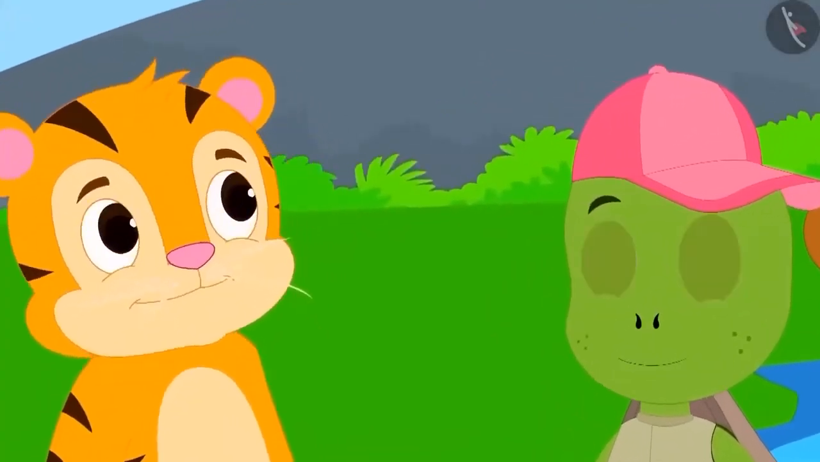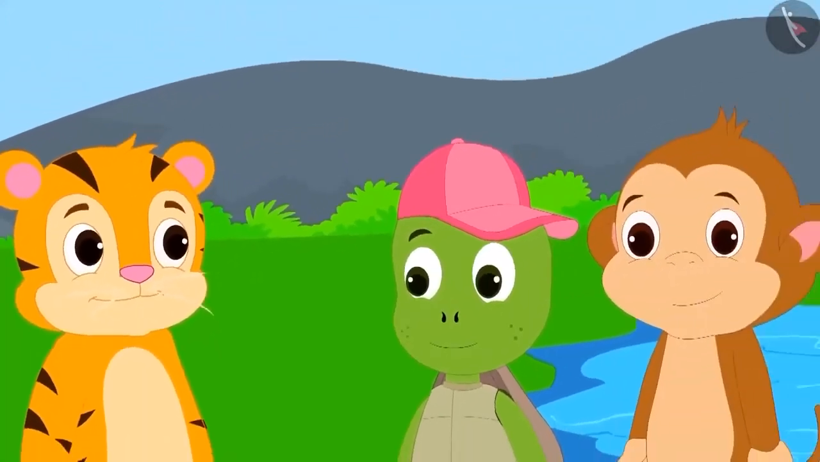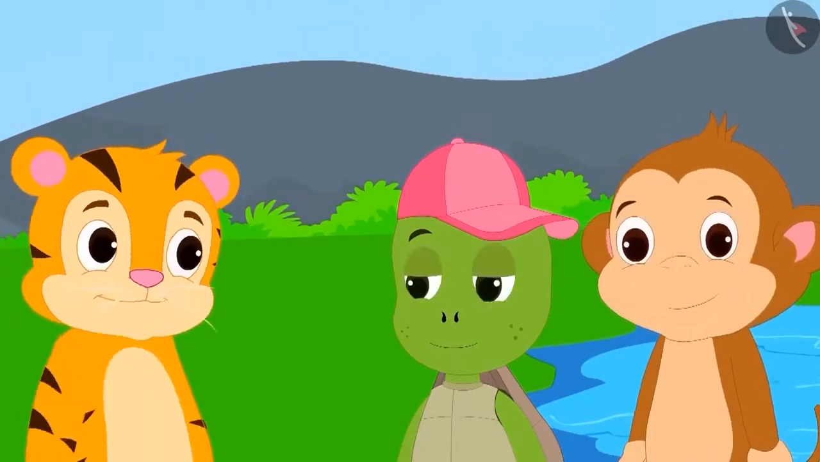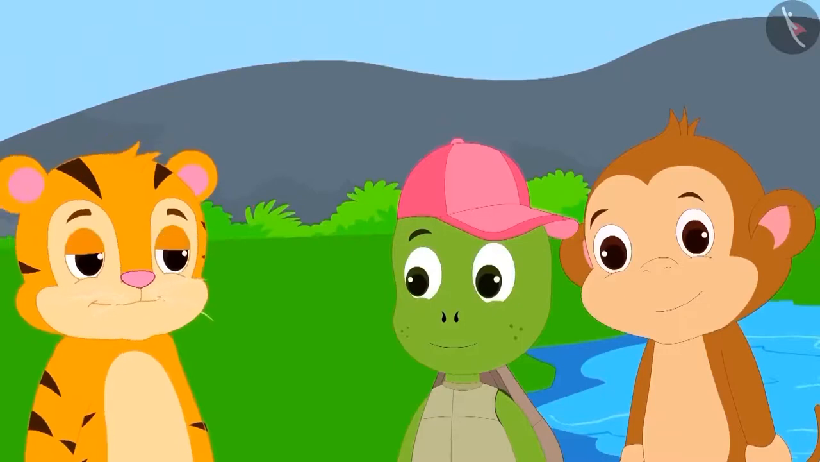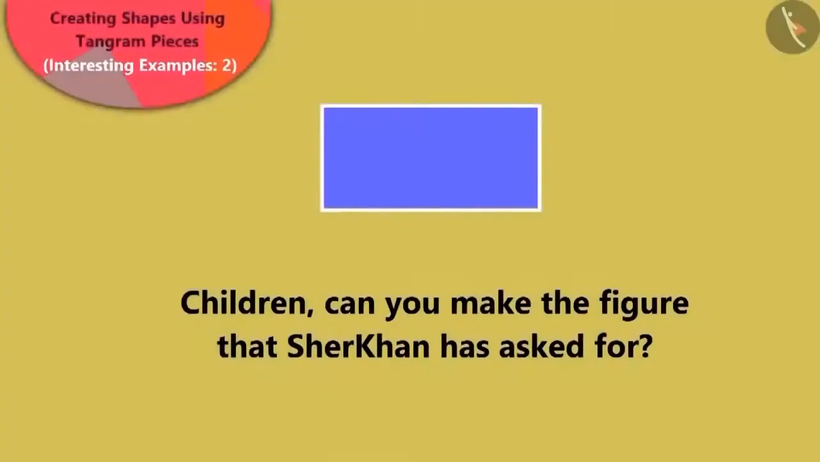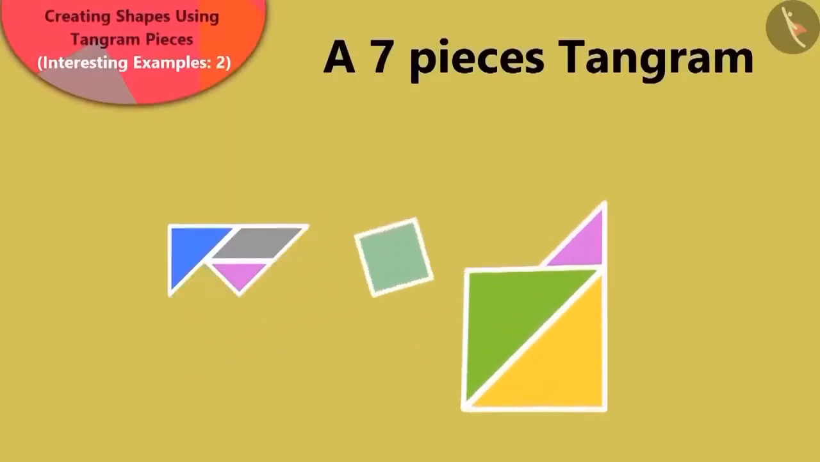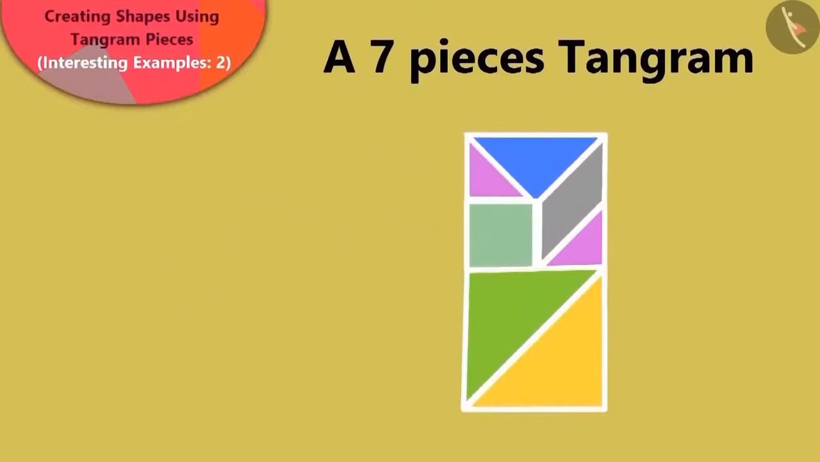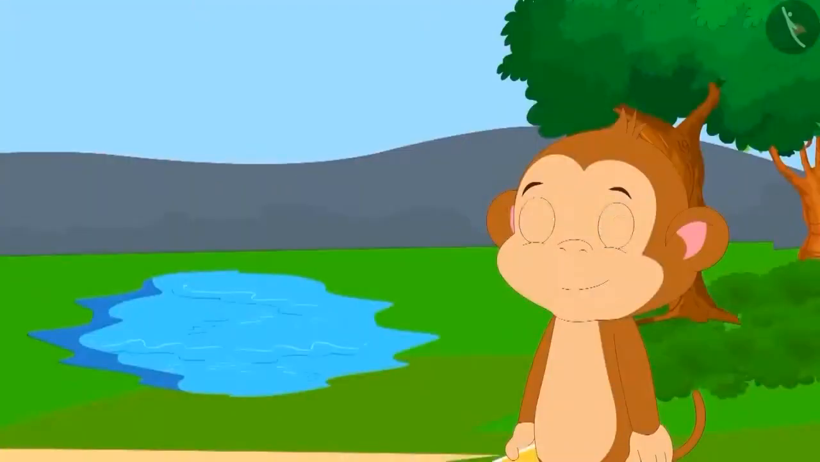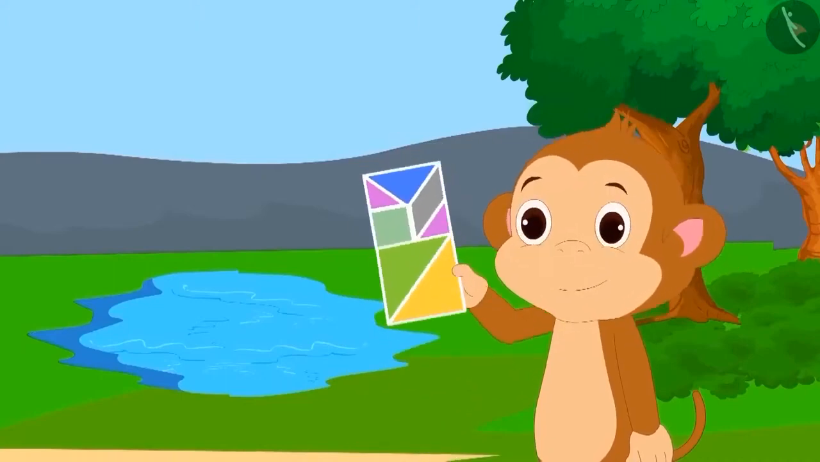Sher Khan was still not impressed with the tortoise shape. He asked Babban if Babban could make a rectangle using all the pieces of the tangram. Children, can you make the shape that Sher Khan has asked for? Well done! You have found the right solution to this. Babban has also made a rectangle with the tangram pieces just like you.